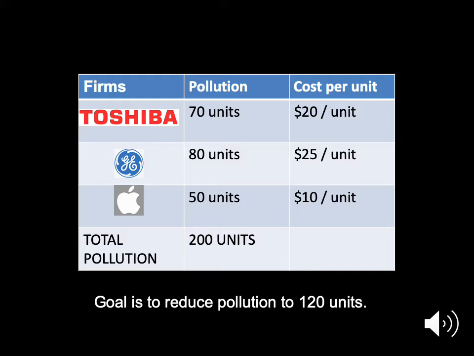So we're going to compare three alternatives to reduce those 80 units that we have. One would be to give each firm 40 permits. So divide the permits equally among the three firms. Another option would be to give those firms the same permits, but allow them to trade with each other. And the last option would be to give some auction of those permits and see what happens.